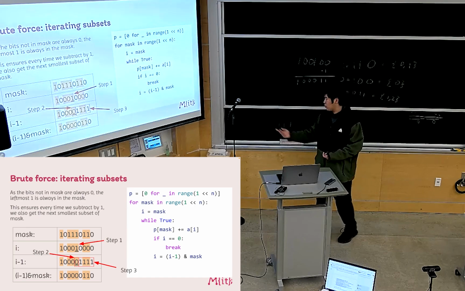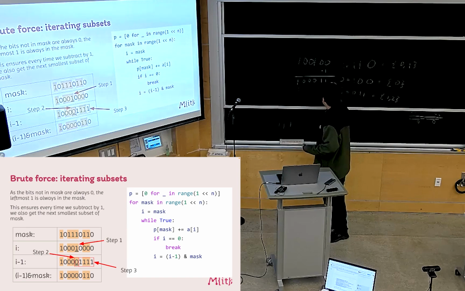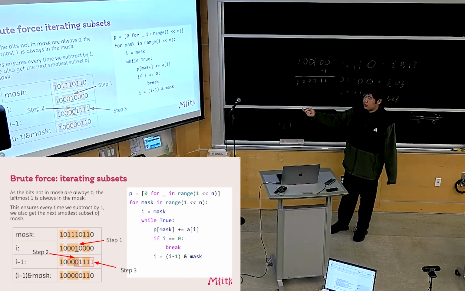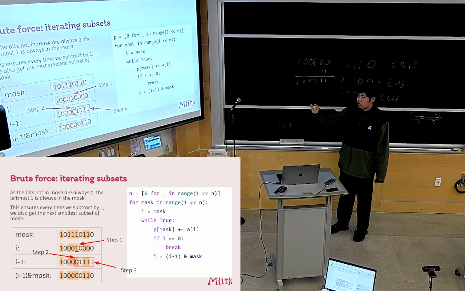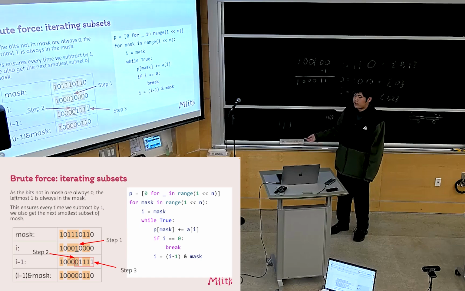And if we were to repeat this process again, we would end up with, say, I minus 1 being 1 0 0 0 0 0 1 0 1, and then after we take the AND, it would end up being 1 0 0 0 0 1 0 0, which would again take us to the next smallest subset of mask.